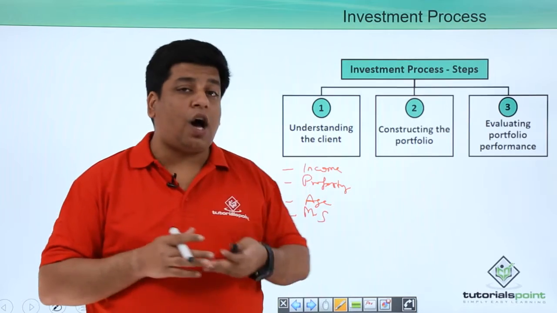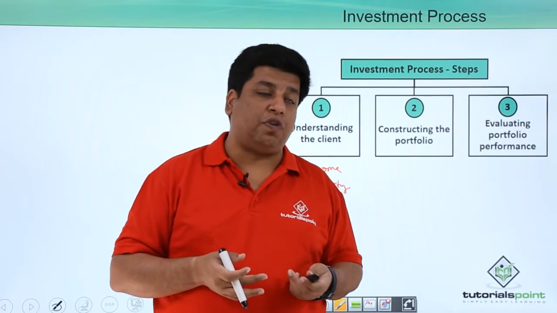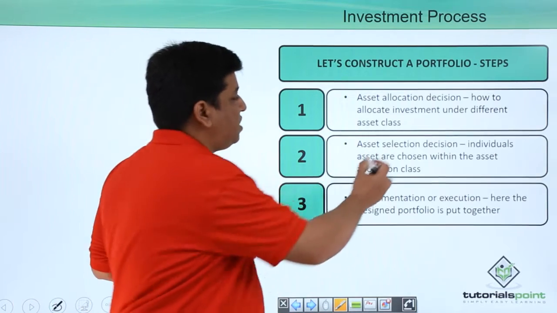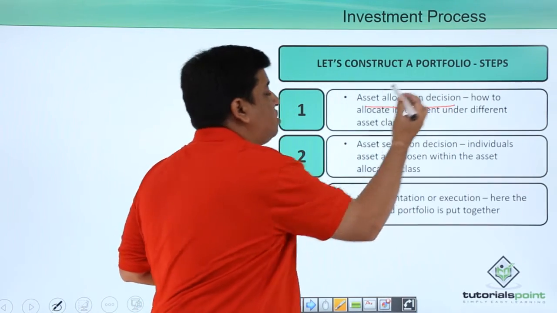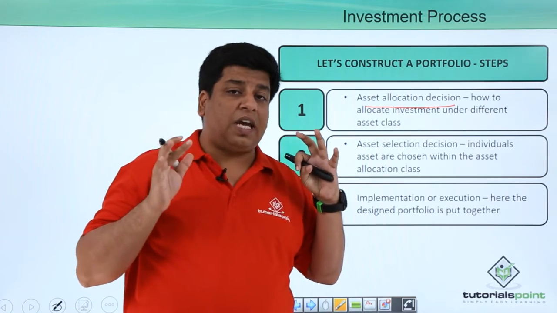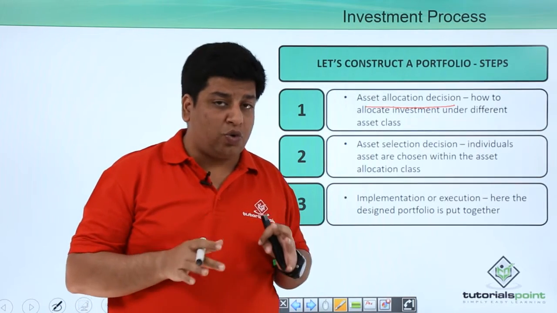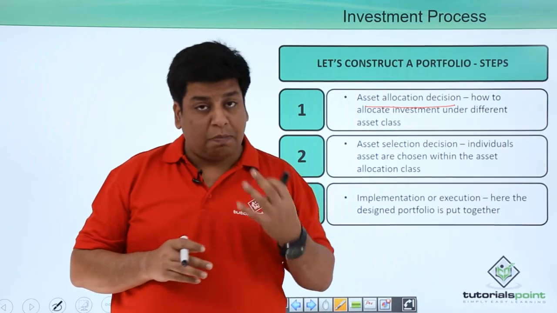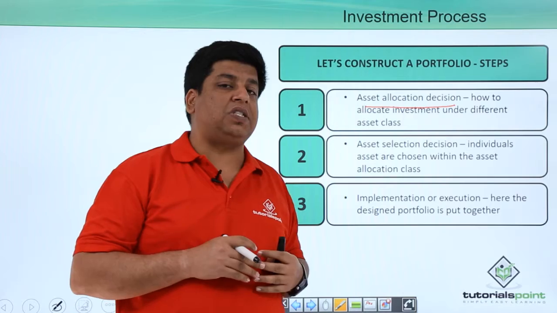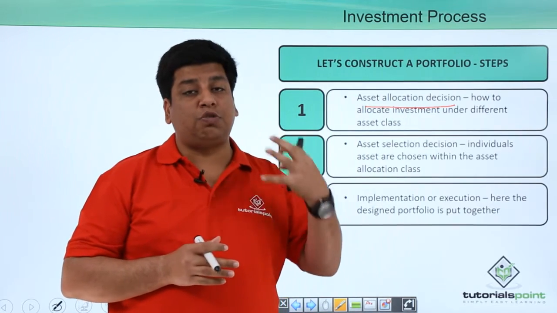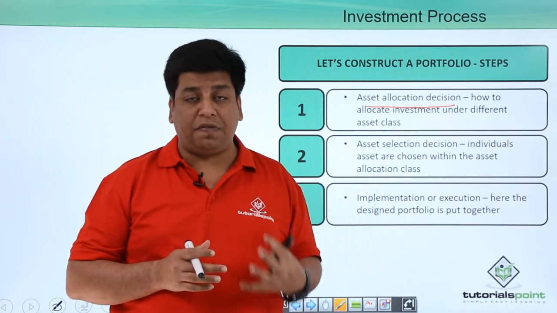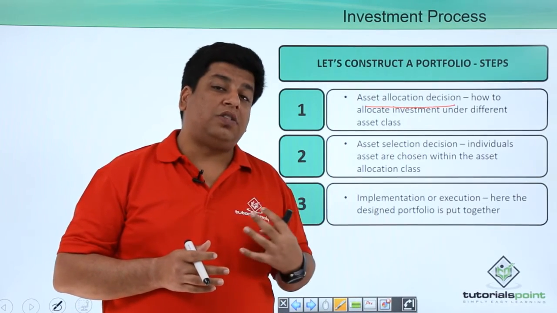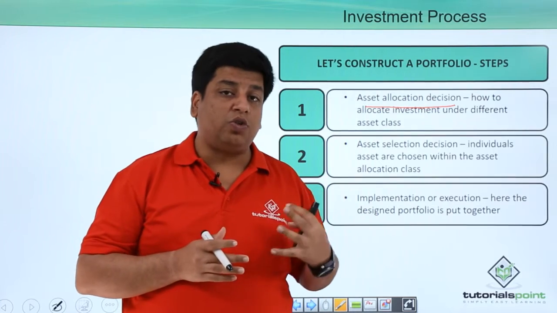Now let's understand how we construct a portfolio. Here are the steps for constructing the portfolio. First is the asset allocation decision. Based on your client's requirement or your own requirement as an investor, you need to understand what asset category you want to invest in. Some people say, I want to invest in equities. This means they would like to take a certain amount of risk because they want a good amount of return.